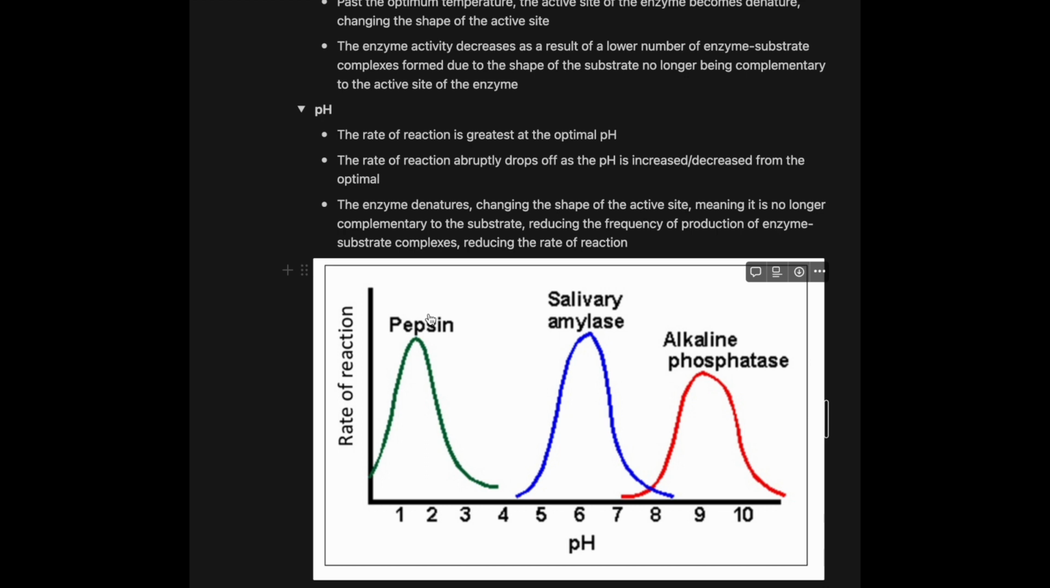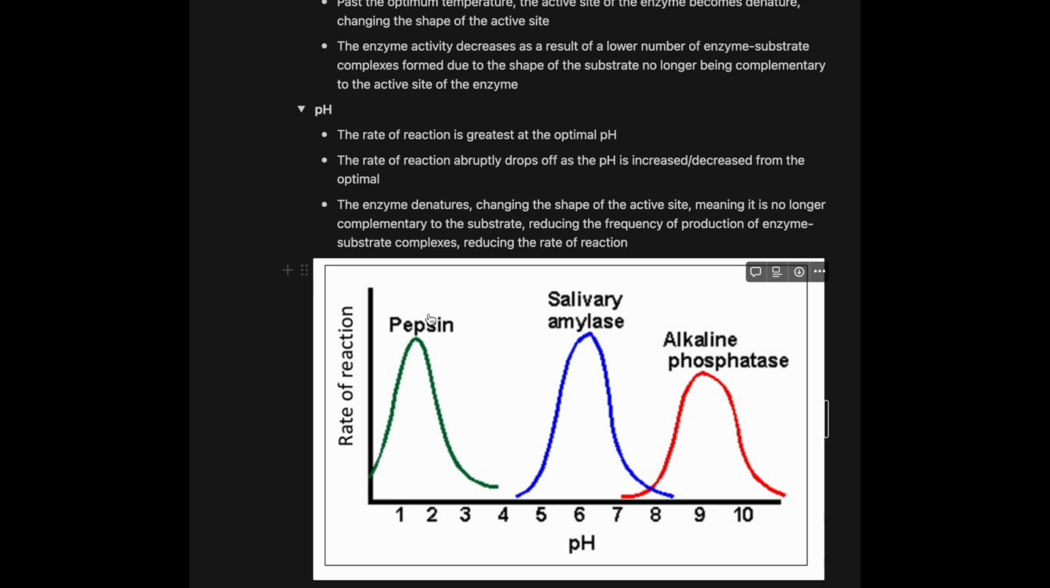And similar to temperature, a change in the pH out of the optimum range results in the enzyme's shape being denatured, which means the tertiary structure of the enzyme changes, and as a result, the active site is no longer complementary to the substrate, which means that a substrate enzyme complex can no longer be formed, and as a result, the enzyme can no longer catalyze the reaction.